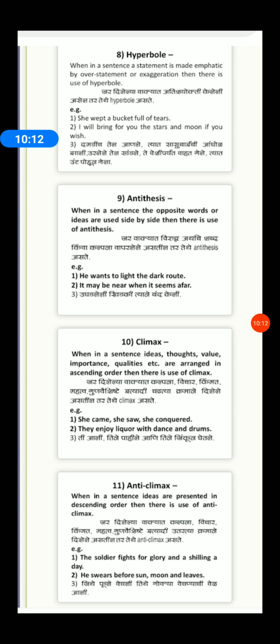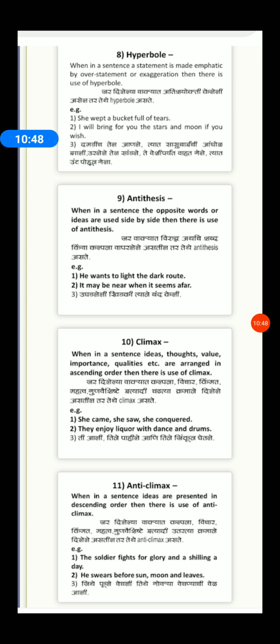Here in that sentence, she wept how many tears? Basketful of tears. So here is the hyperbole figure of speech. Exaggeration has been used, so overstatements are used. I will bring for you the stars and moon if you wish. Here also exaggeration is used. It is not possible to bring stars and moons, so here exaggeration or overstatement is used. So here is the hyperbole figure of speech.